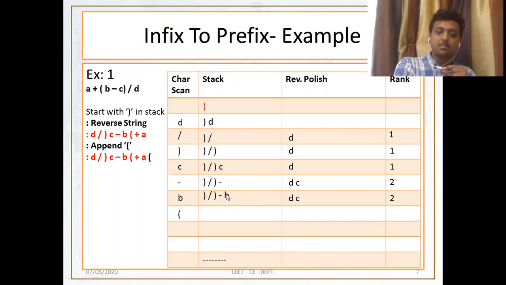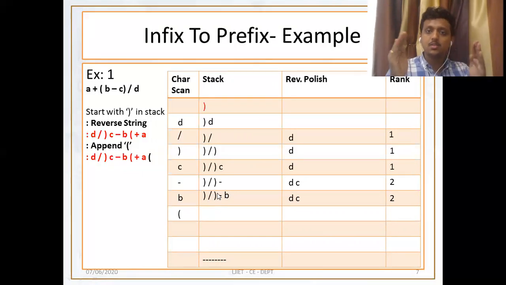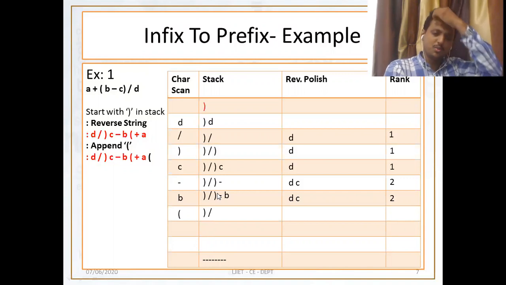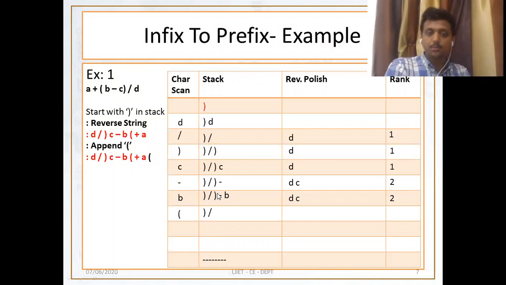See, B will be popped out, minus is popped out. Then I found the first opening bracket, right? This first opening bracket and this closing bracket both get cancelled out. Fine. So here the answer is closing and division, B, C, B minus and rank is 2.